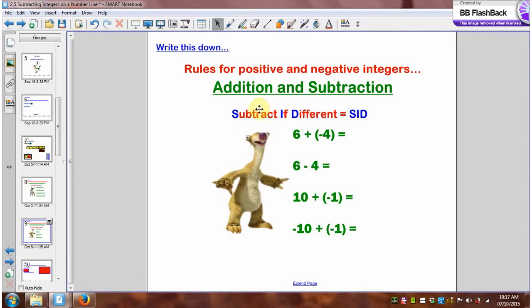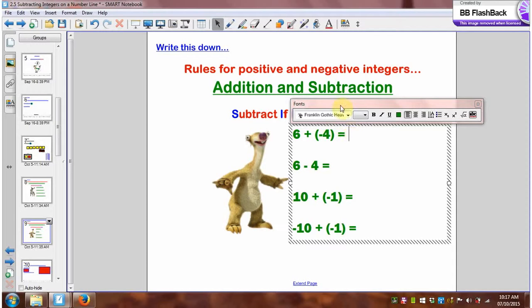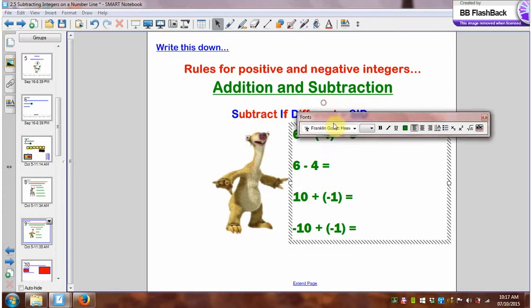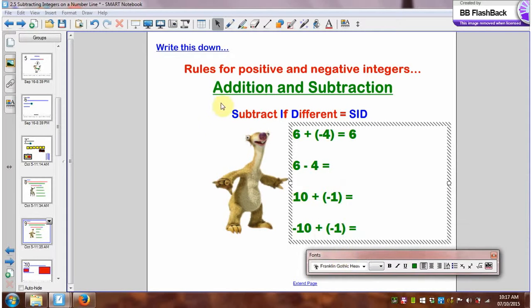Okay, by now you should have the copy down. Pause the video if you need another minute. So we look into our first example. Same number, 6 plus a negative 4. So we carry over our first number, and then we remember our rules. We have a plus and a negative. The rule is SID, subtract if different. So we have different signs here, so we just write that as subtract 4.